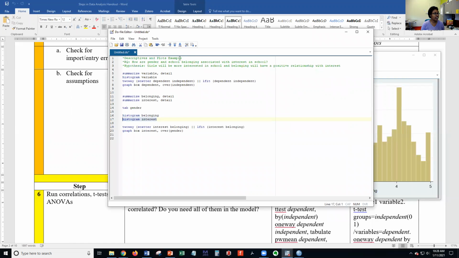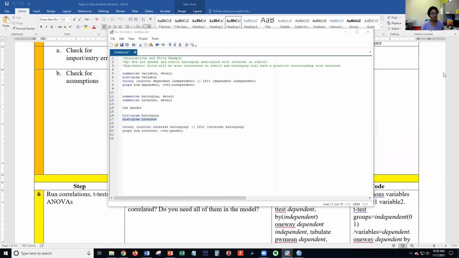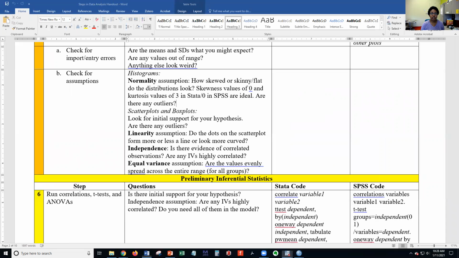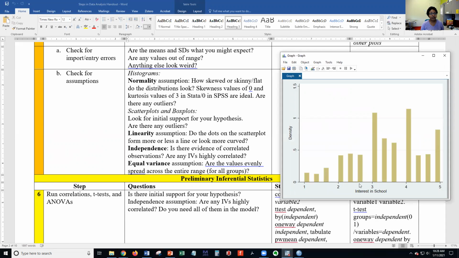Let's take a look at interest. So here's interest. In Stata and SPSS, you can actually change these boxes here, so you can change how close everything is grouped. But in general, we can take a look at this and see, not quite as normal as belonging was. No outliers within our range of 1 to 5. So we're doing pretty good on this one as well.